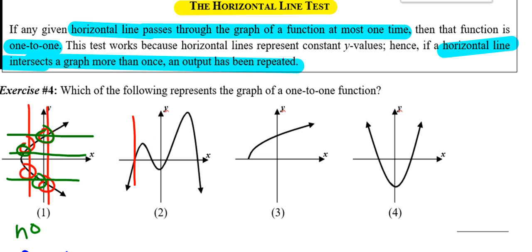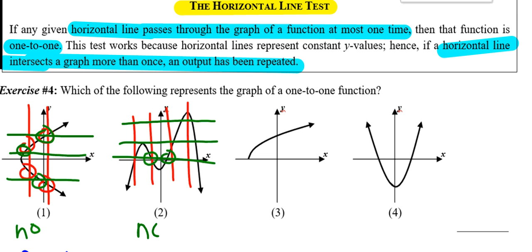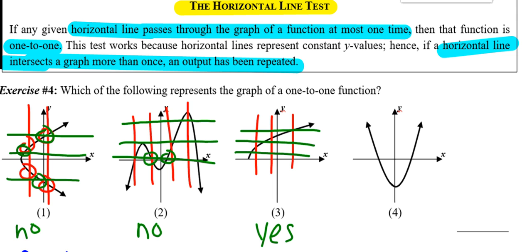Let's look at the next one. I'll do the vertical line test. Yes, it does pass the vertical line test. Let's see if it passes the horizontal line test. Nope, it doesn't pass the horizontal line test. It passes the vertical line test, but not the horizontal line test. So that's a no as well. Let's look at number 3. Let's do the vertical line test. Yes, it passes. And let's see if it passes the horizontal line test. Yes, it does. So that makes it a function that is 1-to-1.